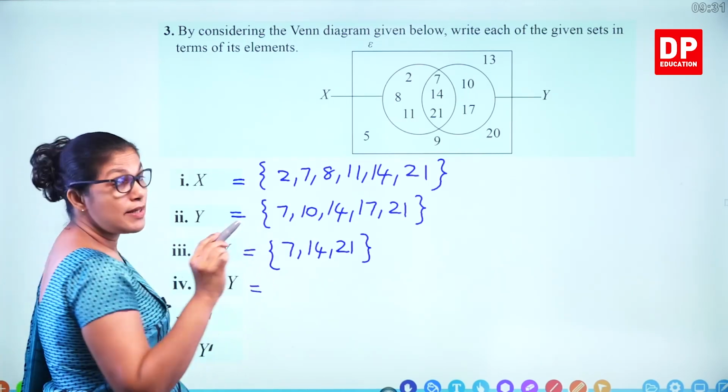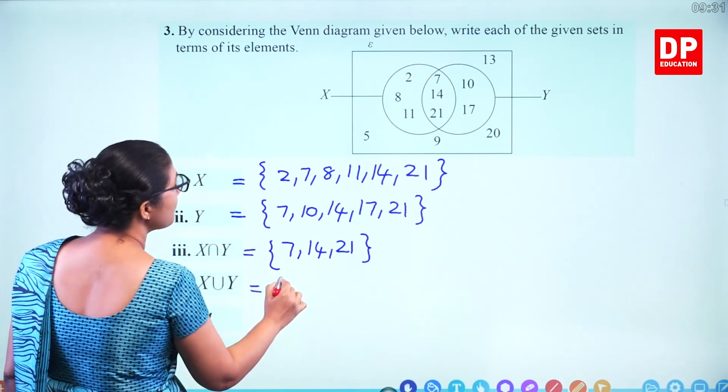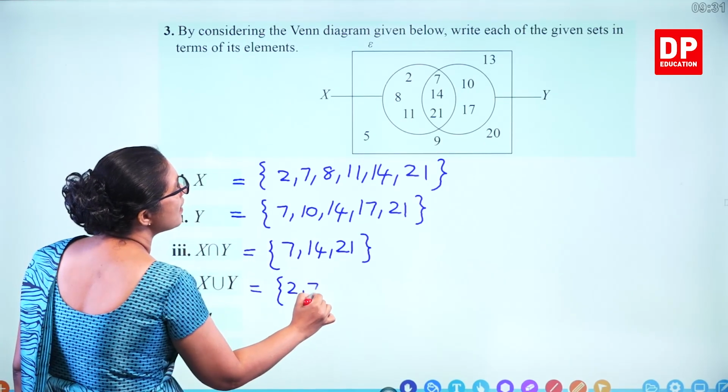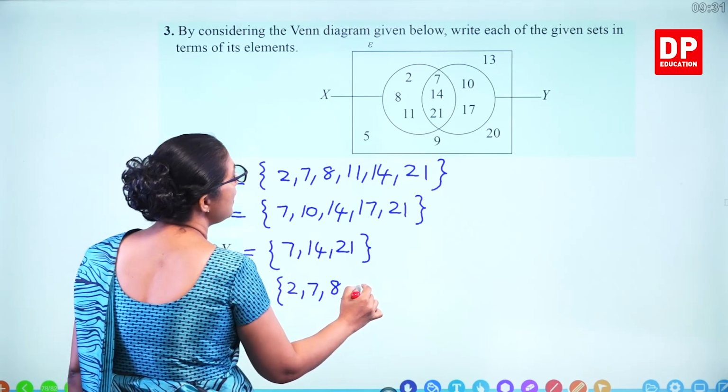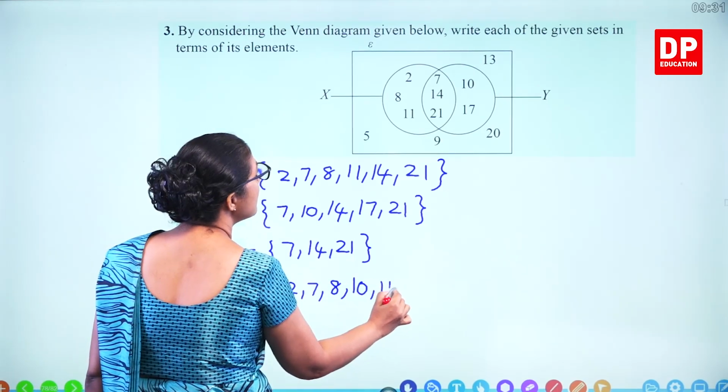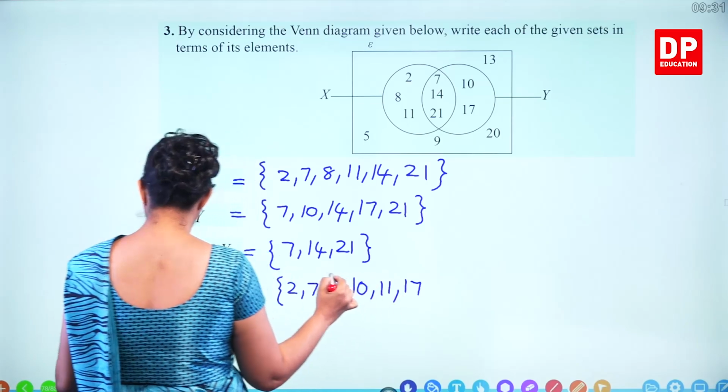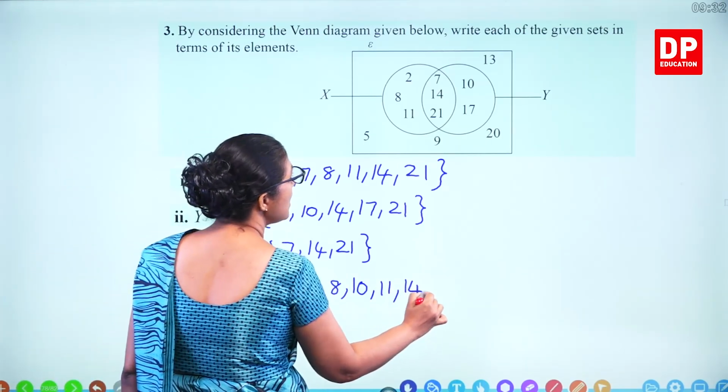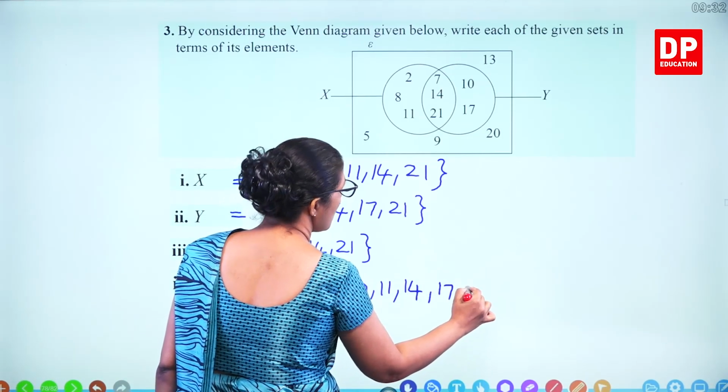X union Y means both the circles. 2, 7, 8, then 10, 11, 17, 14 also you have to write. 14, 17, 21.